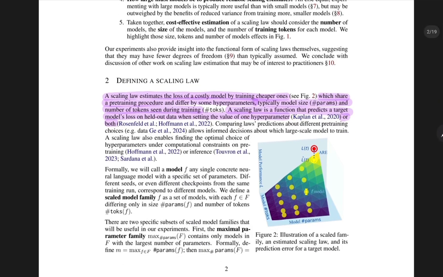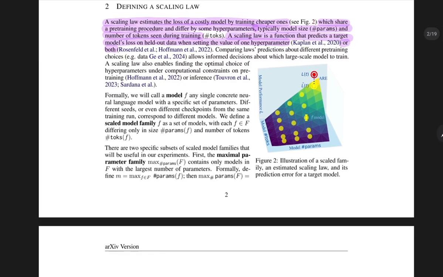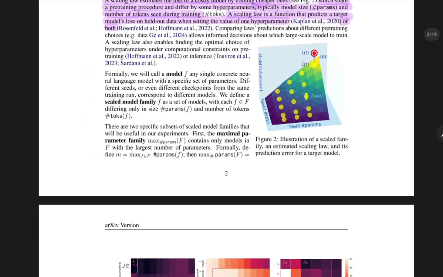So yeah. Now let's define what a scaling law is. They are saying a scaling law estimates the loss of a costly model by training cheaper ones which share a pre-training procedure and differ by some hyperparameters, typically model size and the number of tokens during training. The scaling law is a function that predicts a target model's loss on held-out data when setting the value of one hyperparameter or both, right? So this mathematics is pretty simple. They are calling a model F, with parameters, params, and the number of tokens, toks, right?